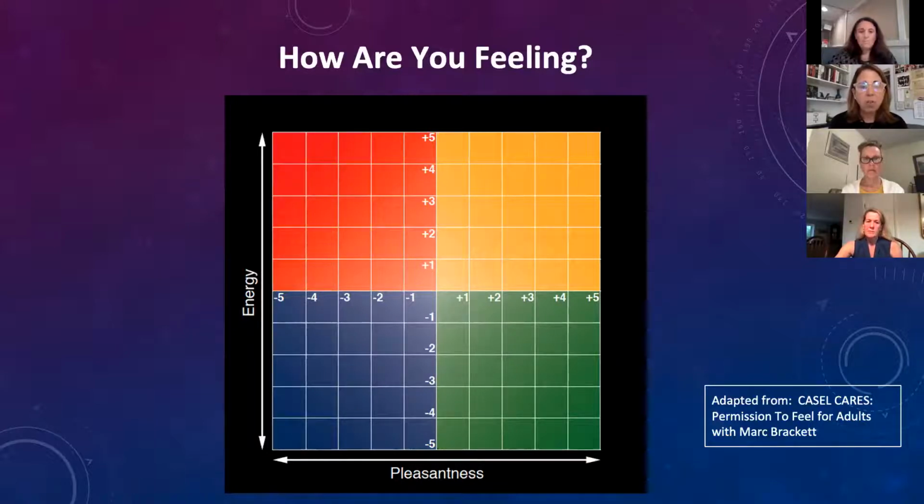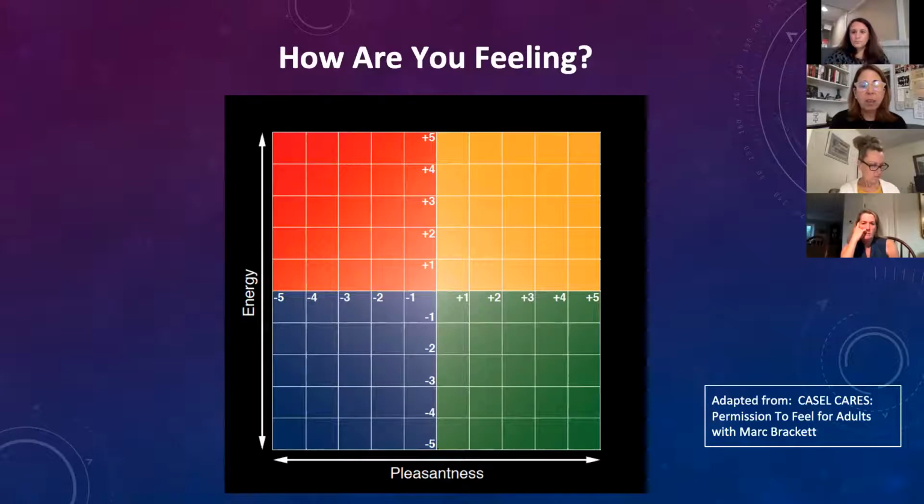In the yellow quadrant, you are feeling high energy and pleasant feelings. The red quadrant, high energy, unpleasant feelings. The blue quadrant, low energy, unpleasant feelings, and the green, low energy and pleasant feelings. So notice how Mark refers to the feelings as pleasant or unpleasant. He really makes a point to not call any emotions bad emotions. So take a moment, check in with yourself, and try to determine what color you are in right now.